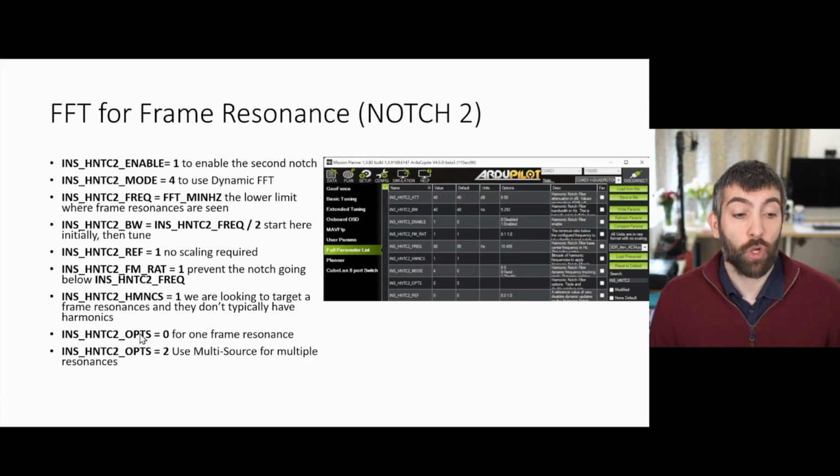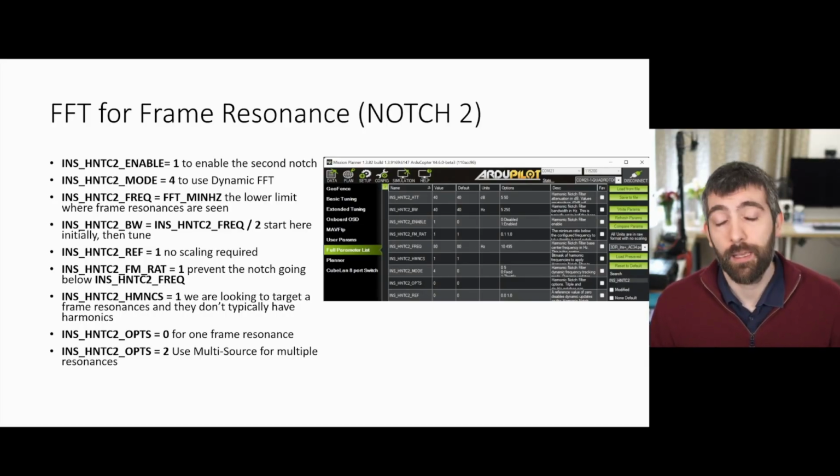Set the INS_HNTCH2_OPTS equals 0 for a single frame resonance. So we don't need any of the other options on if you just have one frame resonance. If you've got several different frame resonances and you're trying to target them with multiple notches, you could use INS_HNTCH2_OPTS equals 2 to turn on multi-source. What that will do is take the first 3 peaks from the FFT, the 3 largest peaks that the FFT sees, and put a notch on each of them. So if you have up to 3 frame resonances, then multi-source can be a good solution for that. If you only have one frame resonance, you don't want to use multi-source, because again, it just adds more delay, more notches, more delay.